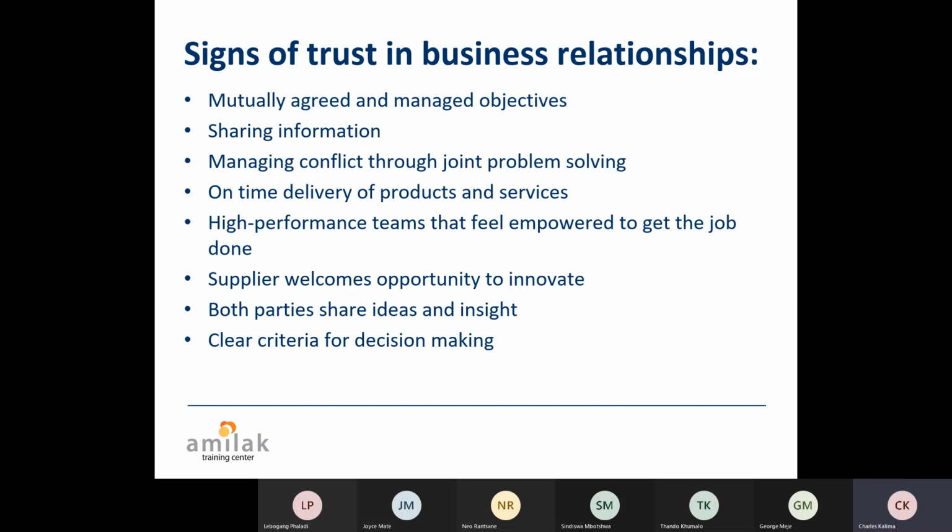What are some of the signs of trust in business relationship? Mutually agreed and managed objectives. You agree on goals that you're going to do and you manage them mutually. Okay? You don't agree one thing and you do another, then trust is eroded immediately. Sharing information. When you know something, share something. If a supplier knows information about something to help you perform better and they're not sharing, then they do not trust you, or your trust is questionable. Manage conflict through joint problem solving, sit together to resolve issues.